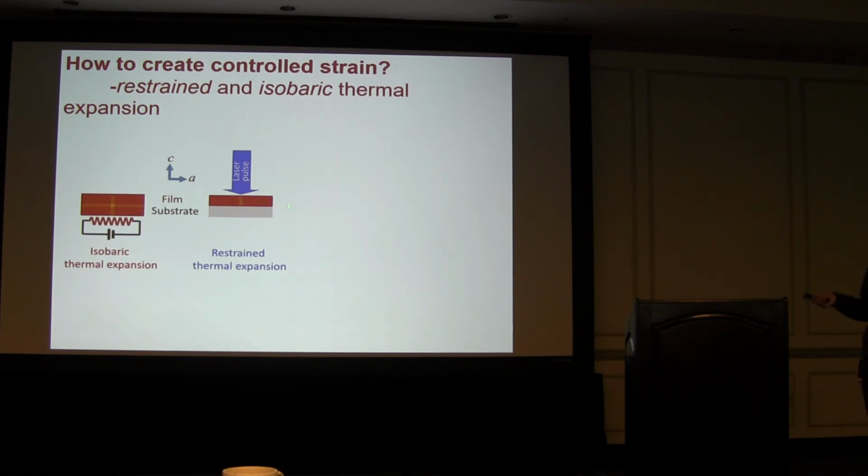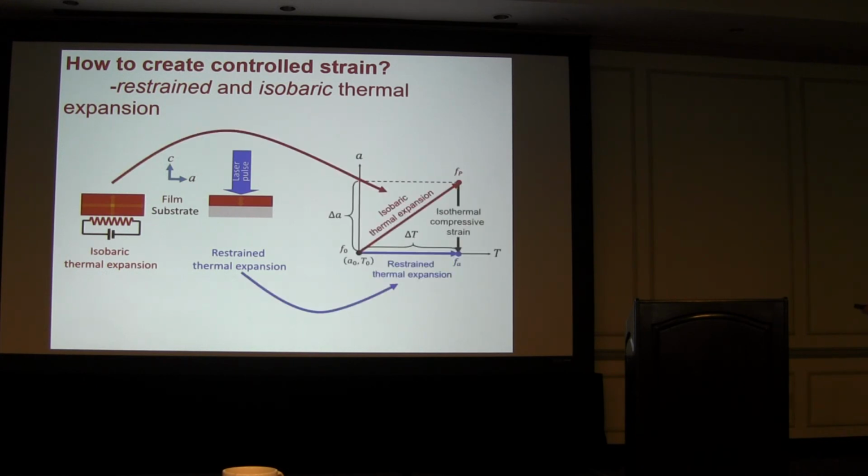But the film cannot expand along the in-plane direction because the substrate is basically locking that dimension, so it can only go along one direction. So that's kind of like compressive strain, right? So all you have to do is do this and do a control experiment, which is a standard temperature dependence of properties.